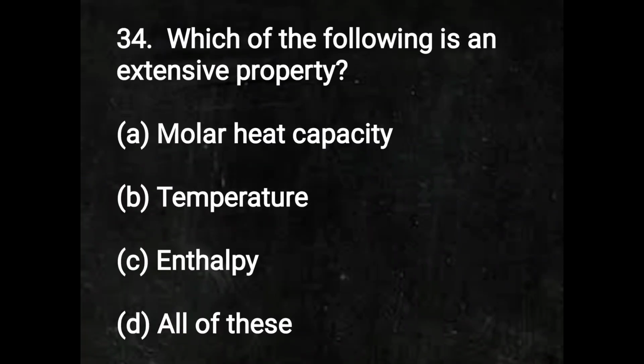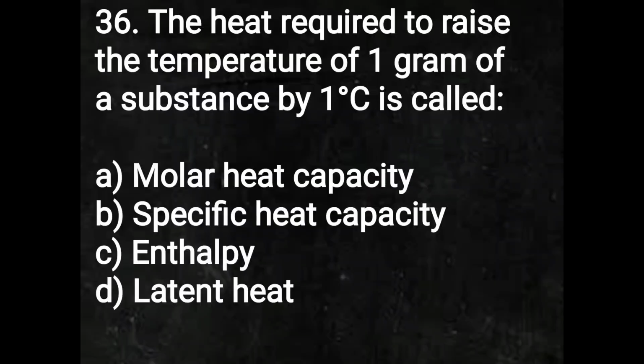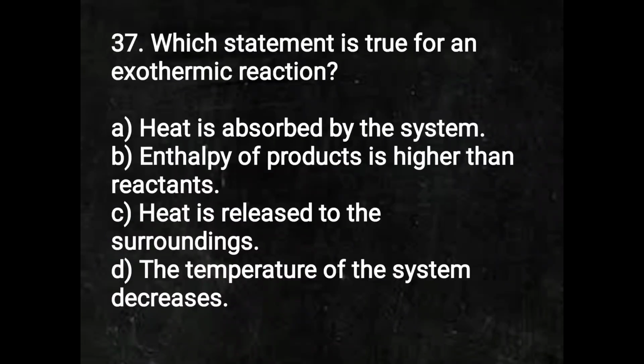Which of the following is an extensive property? That is enthalpy. What happens in an adiabatic expansion of an ideal gas? That's temperature decreases. The heat required to raise the temperature of 1 gram of a substance by 1 degree Celsius is called specific heat capacity. Which statement is true for an exothermic reaction? Heat is released to its surrounding.